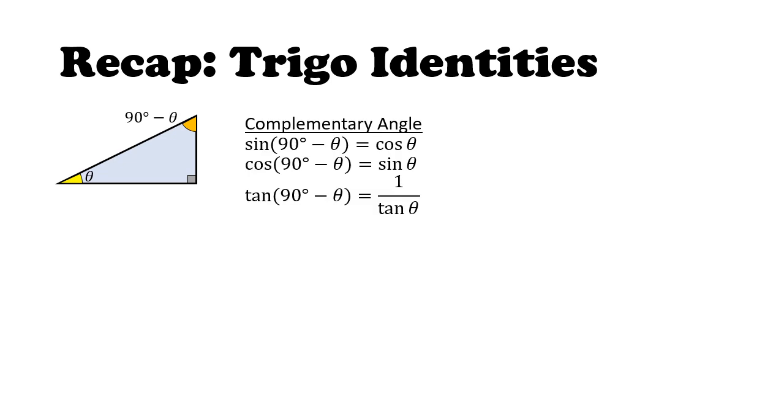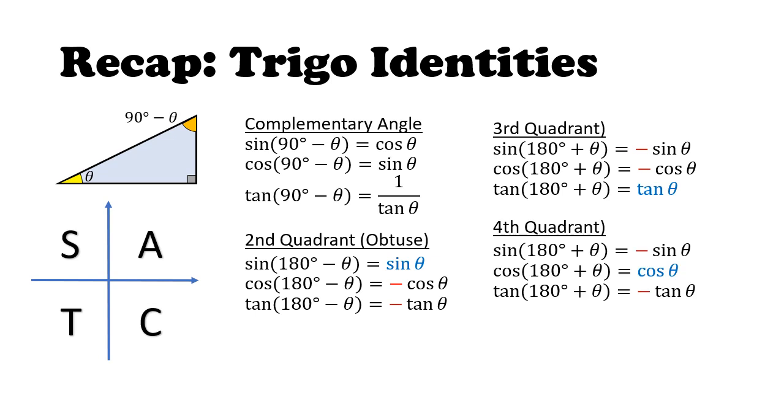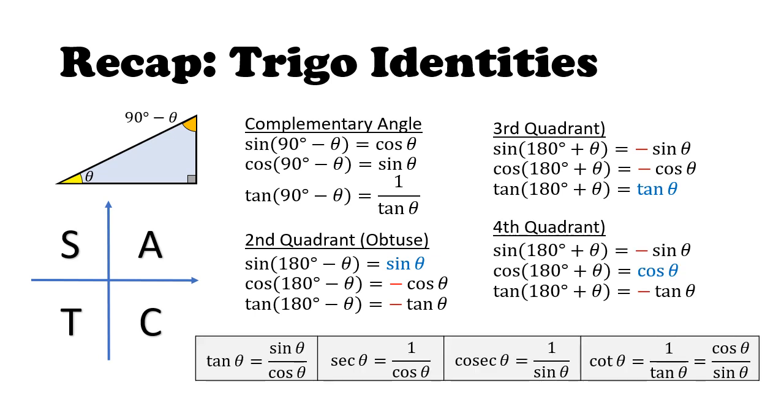Let's quickly recap the trigo identities that you will need for this video. You should be aware of the complementary angle formulas, the formulas relating the trigonometric ratio of obtuse angles to the basic angles, as well as if the angle was in the third or fourth quadrant. We will also need the reciprocal trigonometric ratios and their definitions.